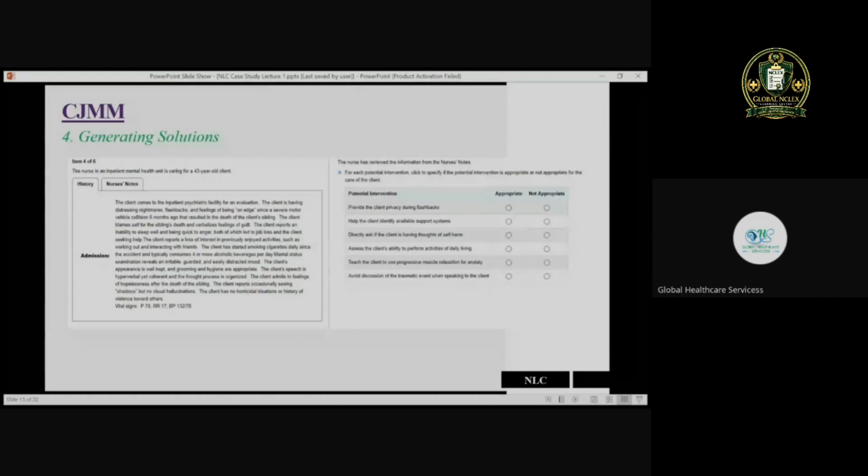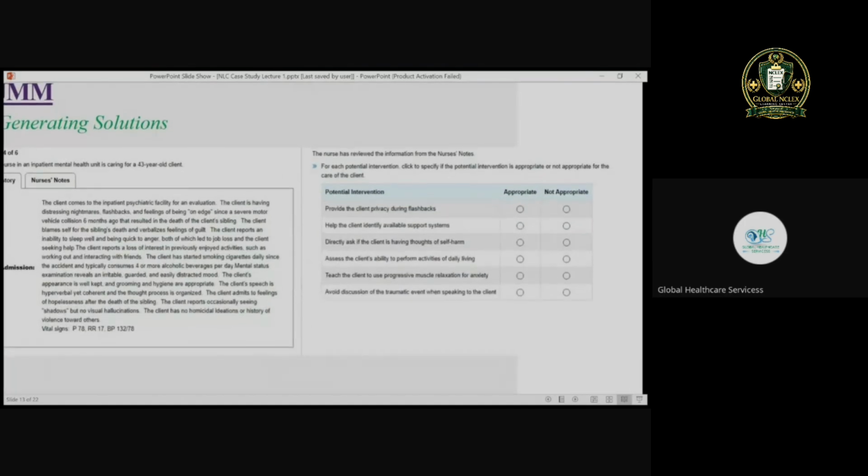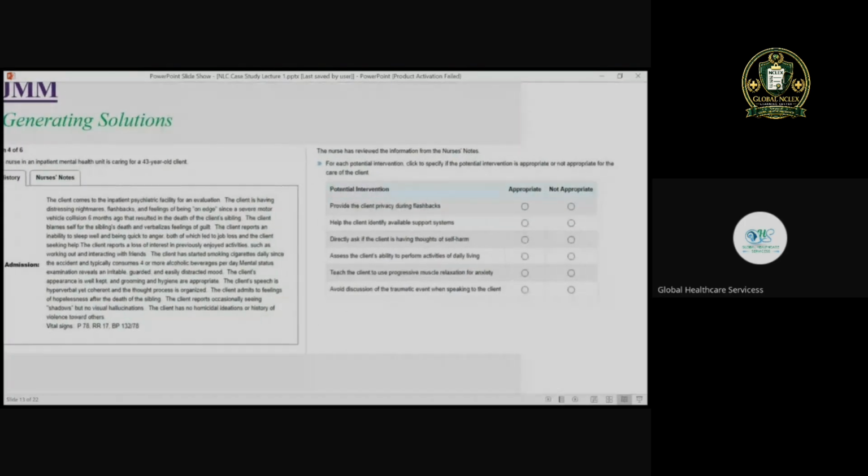Okay. Then next is generating solutions. You all know that your patient's history is the same, but they are asking you different types of questions in every slide. With each question they will give you more data: the vital signs, the change in the patient's condition, the lab values. So the next step is generating solutions, and now we are going to discuss what is appropriate and what is not appropriate.